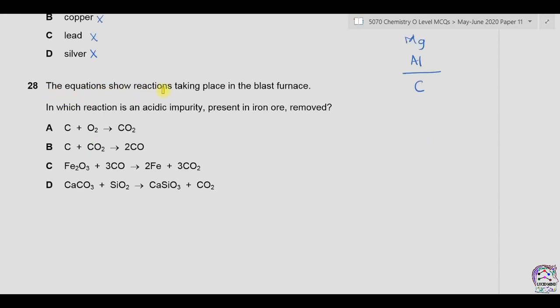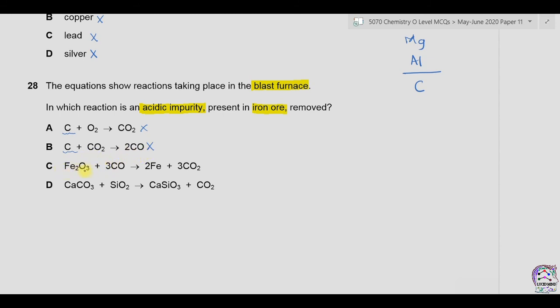Question 28. The equations show reactions taking place in a blast furnace. In which reaction is an acidic impurity present in iron ore removed? A. Carbon plus oxygen gives carbon dioxide. Now this carbon is provided in the form of coke, so it is not the impurity present. B. Again this coke reacts with carbon dioxide to form carbon monoxide, so it is not the impurity.